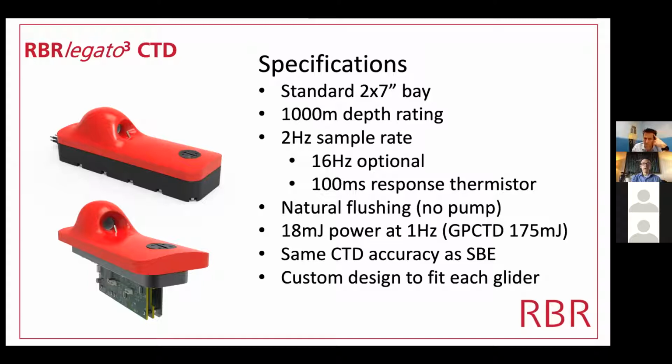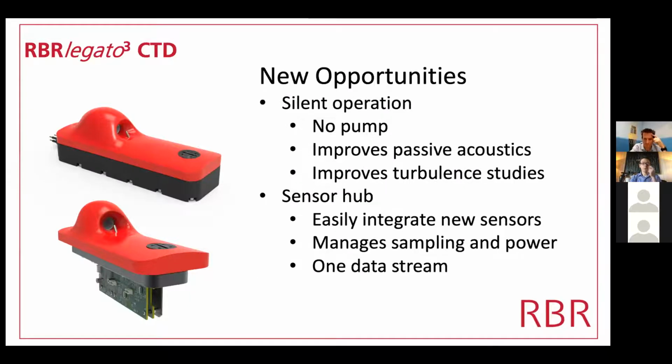And the interesting thing is we do change the geometry. So the curvature on the top has been changed to meet the geometry of each specific glider. And they're calibrated based on the body of the glider itself as well. So there are certain opportunities, again, as mentioned: silent operation, passive acoustics, and also improved turbulence studies. And I mentioned already the sensor hub allowing management into just a single data stream.